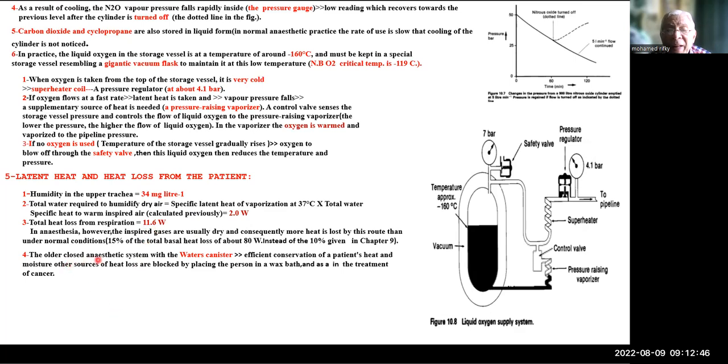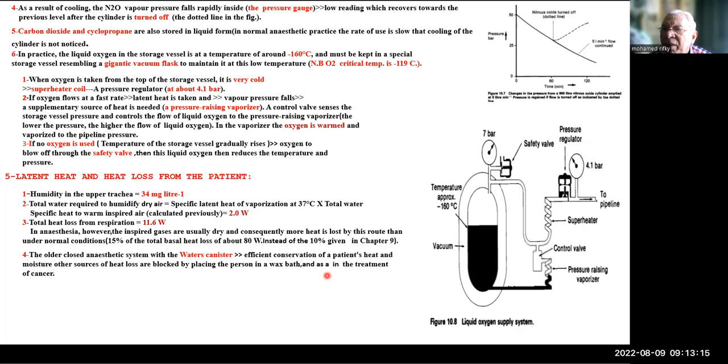And in the old closed anesthetic system, we use what we call Waters' canister. It is a special closed circuit. It was a method to conserve moisture and heat. And sometimes we used to put the patient in circumstances of a wax bath, and it was being used in treatment of cancer.